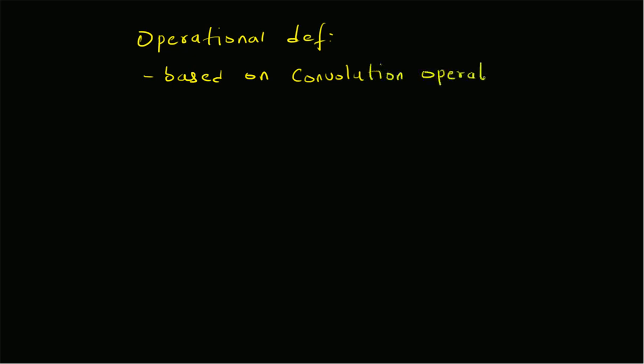The operational definition is based on the convolution operation. We are going to use the following definition: x of t is a signal, and it is equal to the convolution of x of t with the impulse signal. So that is the operational definition of the impulse signal. It is analogous to unity in multiplication. So what are the implications of this definition?